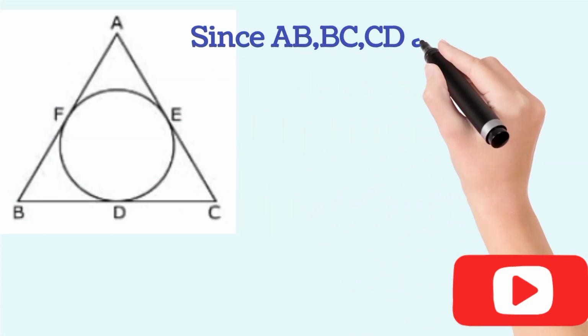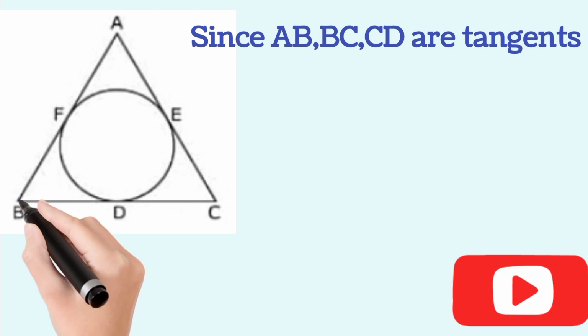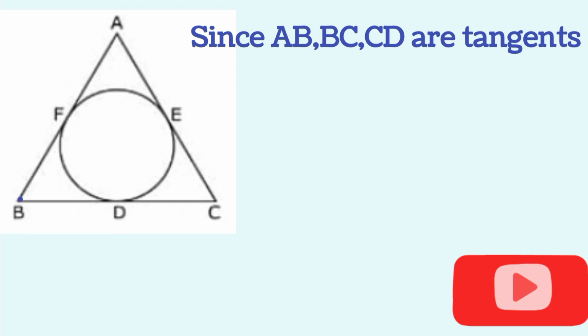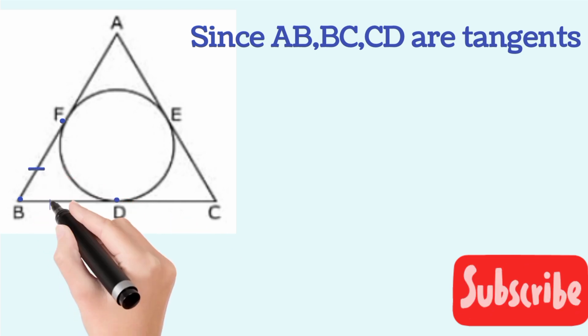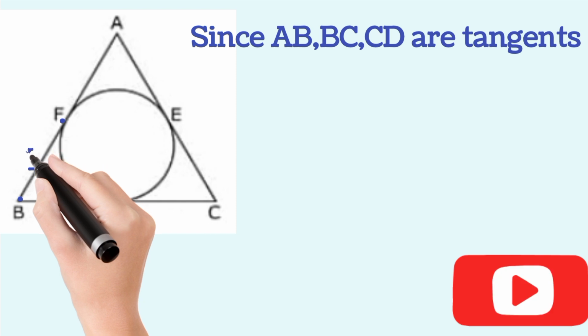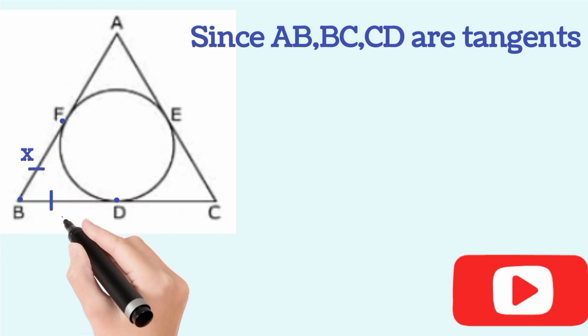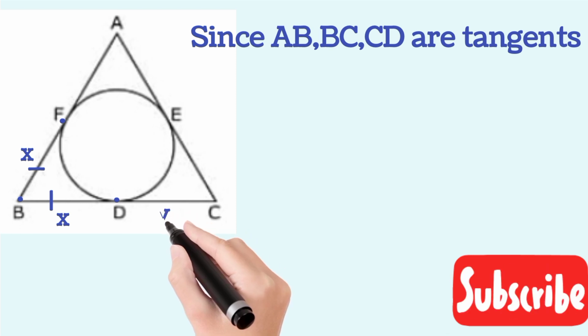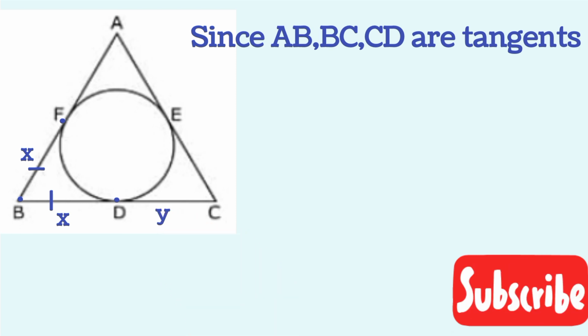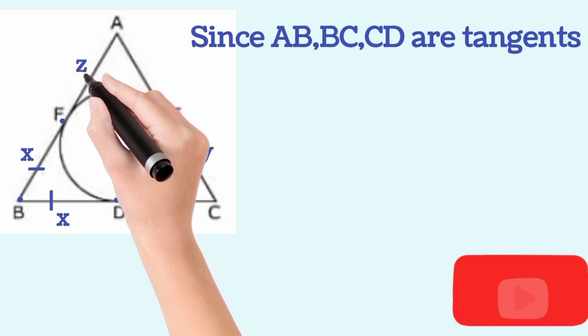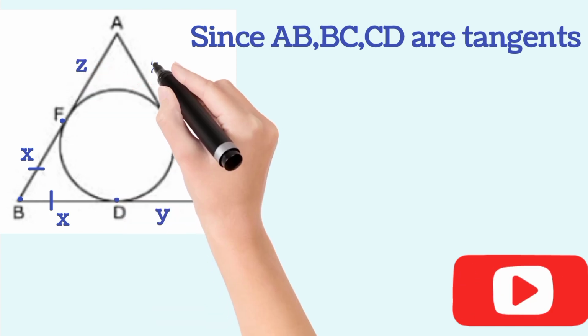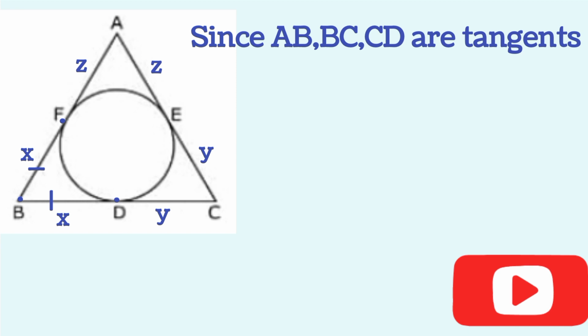Now it's given that AB, BC and CA are tangents. So tangents from a point to a circle are always equal. So this will be equal to this. So if BF is X, then BD will also be X. Similarly, if CD is Y, CE will be Y. And if AF is Z, AE will also be Z.